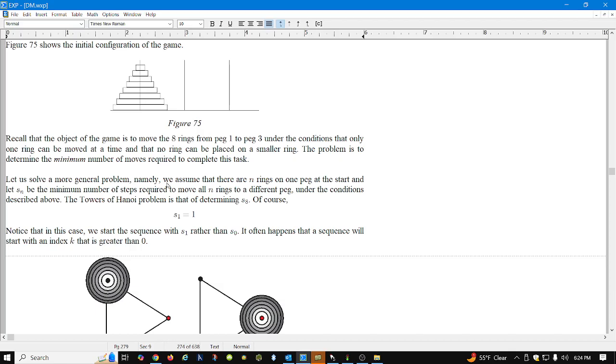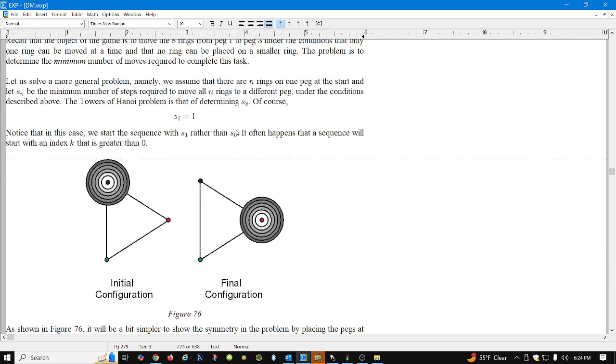There's a certain symmetry as far as the pegs are concerned. It's not as apparent when they're lined up in a linear fashion, but we can see that symmetry a lot better if I put the pegs at the vertices of an equilateral triangle. So that's what I'm going to do. It doesn't affect the game at all. Okay. The initial value S1 is 1. If you only have 1 ring, no big deal, you just move it.